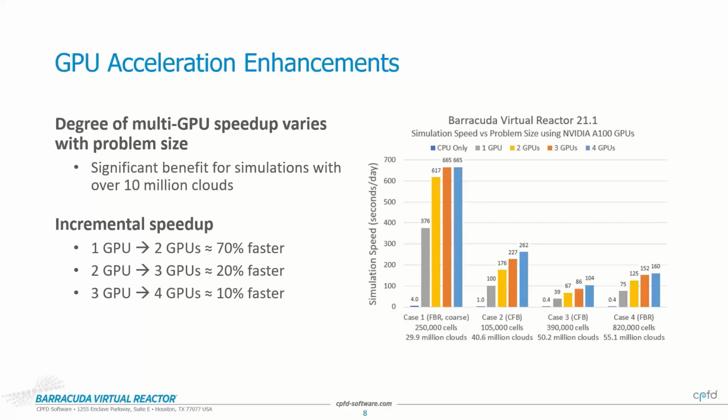The second conclusion that we're seeing is that 2 GPUs is typically giving the greatest incremental benefit. For the 3 largest cases shown on this plot, using 2 GPUs is about 70% faster than using a single GPU. If you add a 3rd GPU, you get an additional performance gain of about 20%. And if you add a 4th GPU, you get a performance gain of about 10% more.